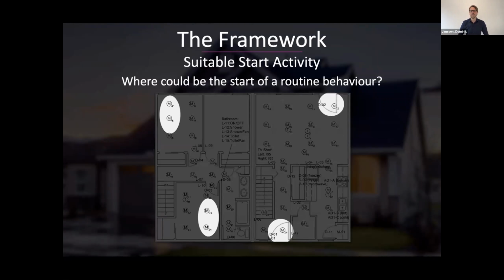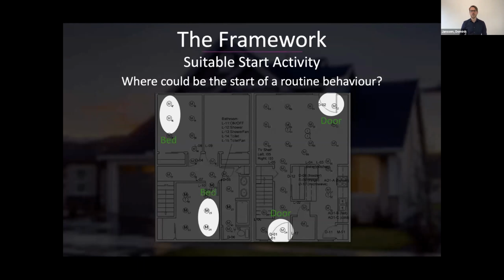And I'm going to highlight the interesting parts here. There on the right, you can see the circles that are doors. So we would assume that if someone comes home, enters the door, then they start their routine behavior. So when you come home from work, you would start making dinner, well, maybe wash your hands first, but then make dinner, eat, watch TV, and so on. So that could be the start of a routine behavior.